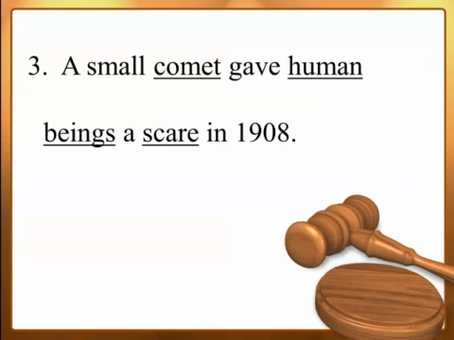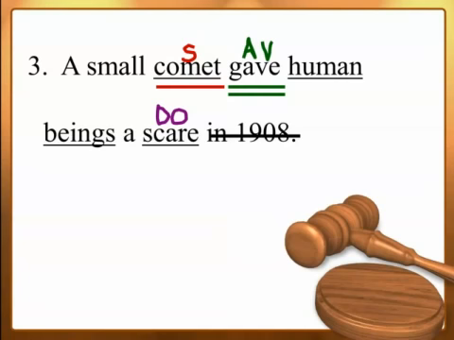Number 3, a small comet gave human beings a scare in 1908. I can get rid of in 1908. It's a prep phrase. Then I'm going to find my verb, gave. It's action. What gave? Comet. Subject. Comet gave what? Scare, direct object. To whom or for whom? Human beings, indirect object.